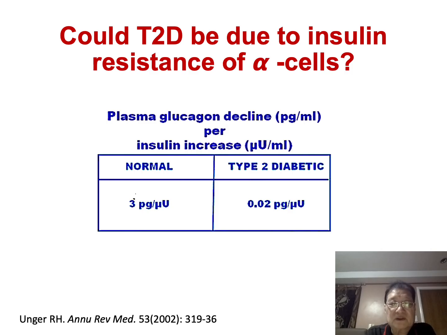Okay, so could type 2 DM be due to insulin resistance in alpha cells? It shows here that normal pancreatic alpha cells are relatively sensitive to insulin. In diabetes, much less sensitive, as you can compare the two. Normal with 3 picogram compared to type 2 DM with a very low 0.02 picogram.